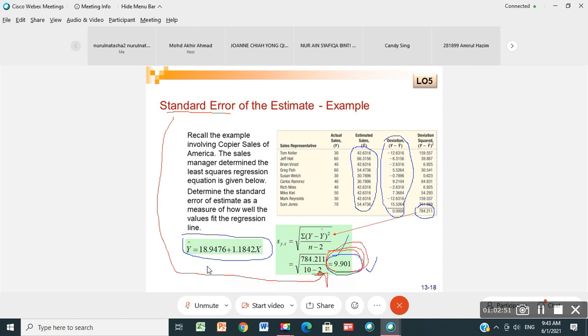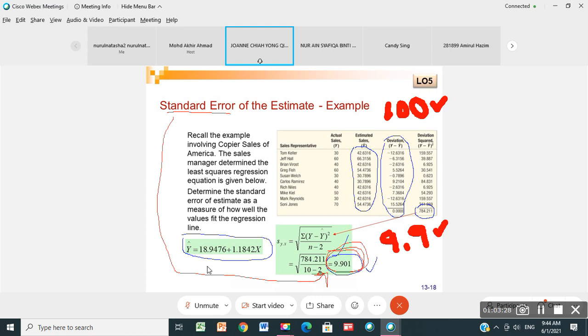For example, I give you these two values for standard error. One group is 9.9. Another group, for example, we measure our standard error, we get about 100. Okay, standard error, we get two values, one is 9.9, one is 100. Which one is better? Yang mana bagus? 9.9. Why is 9.9 bagus?